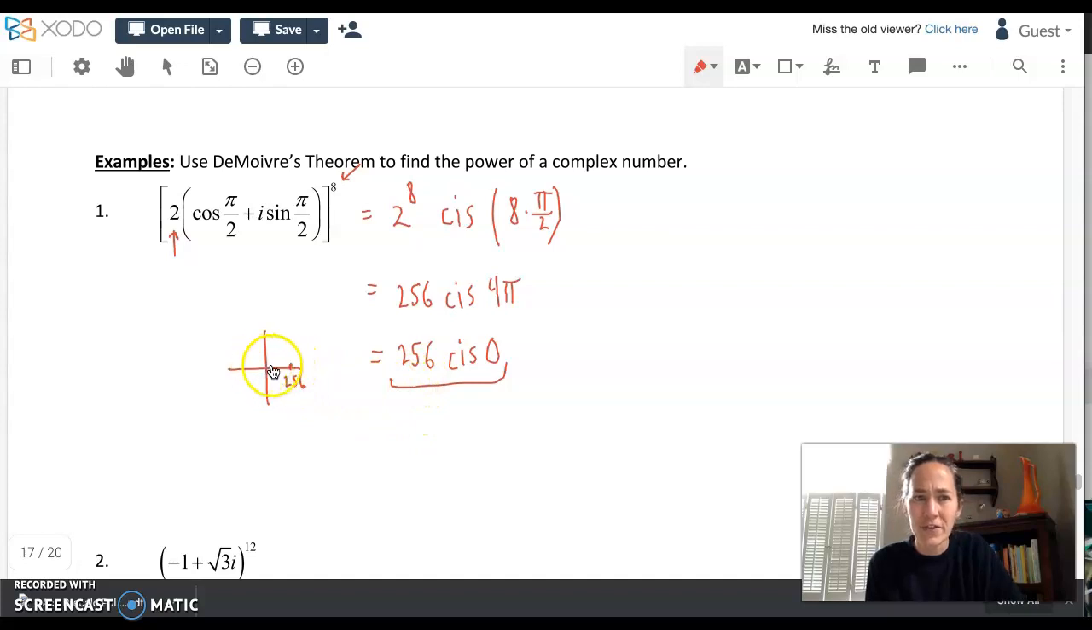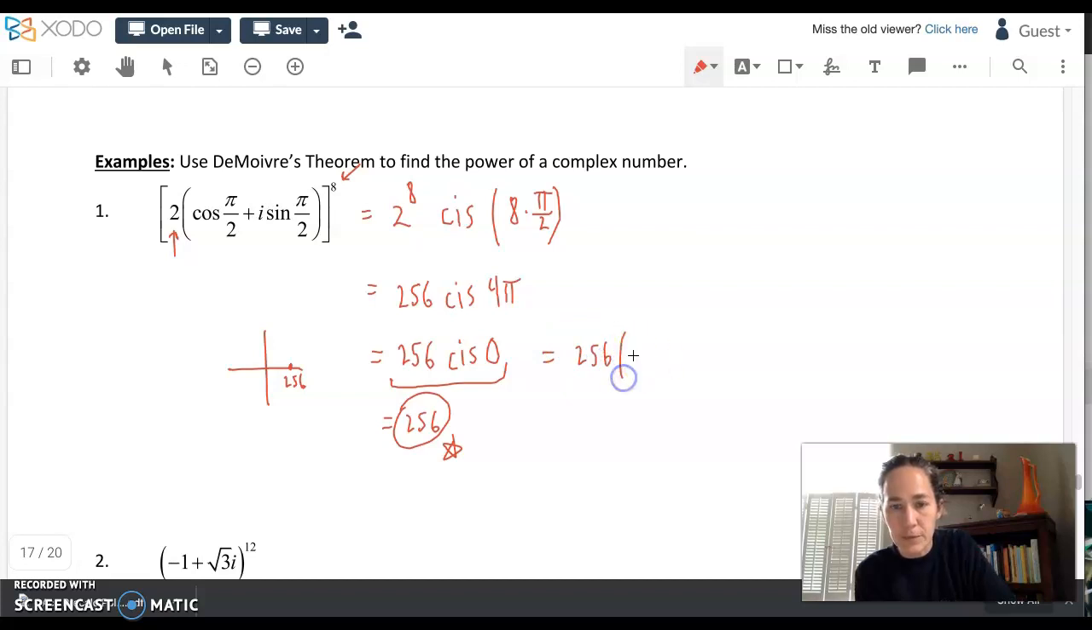I think people can tell. The x would be 256, and the y would be 0. You get 256 plus 0i. So here is your answer in rectangular form, which is kind of wild. You take that polar form of the complex number, raise it to the 8th, and all you get is 256. Just to be thorough about it, here's the expanded version of it.